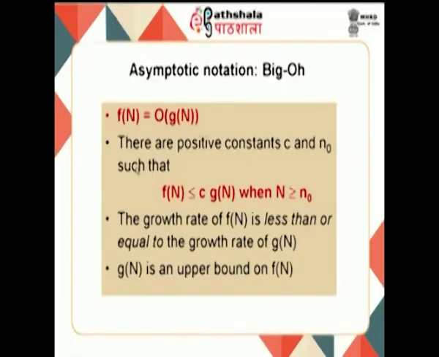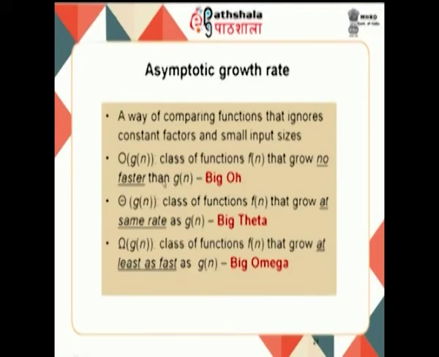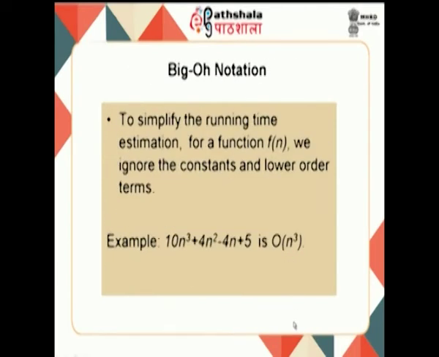This asymptotic notation of the big O is written as f of n is of the order of g of n if there are positive constants c and n0 such that f of n is less than or equal to c times g of n, for all n greater than or equal to n0. The growth rate of f of n is less than or equal to the growth rate of g of n. It cannot be more than g of n. So, this g of n is called the upper bound of f of n.